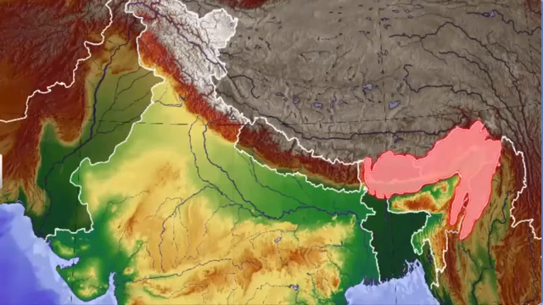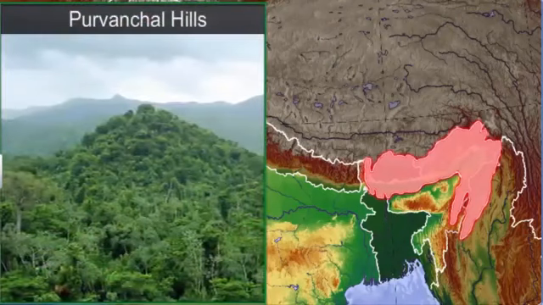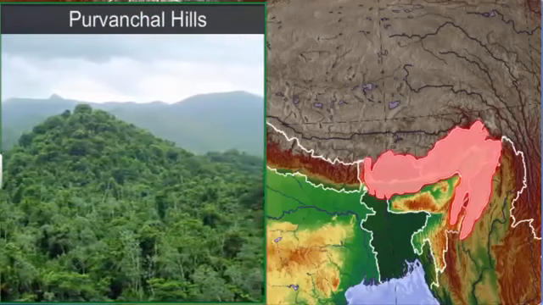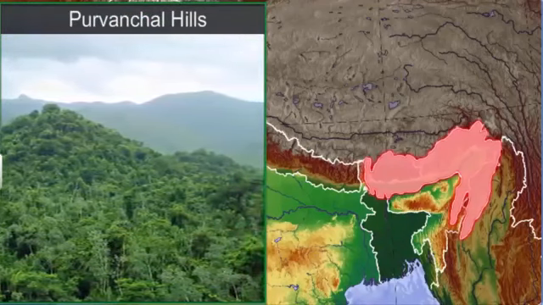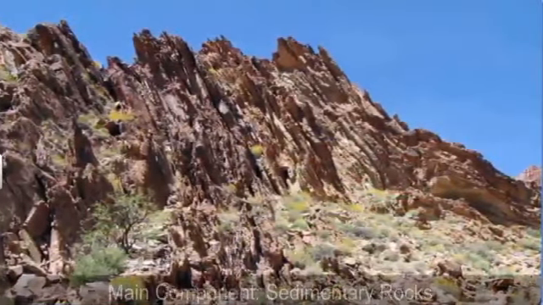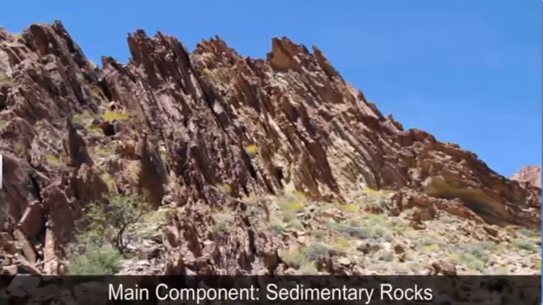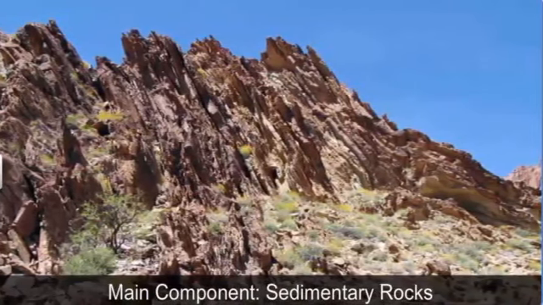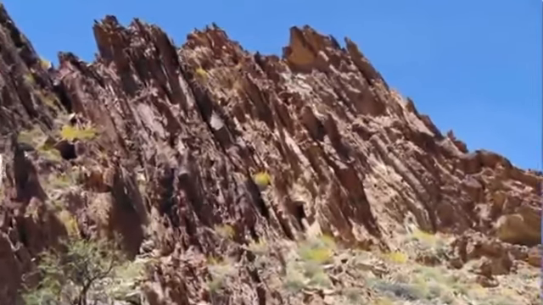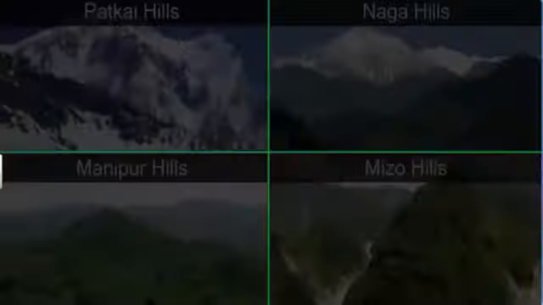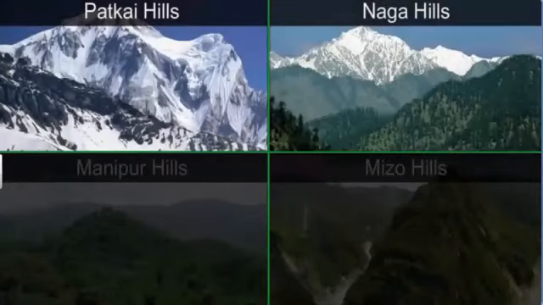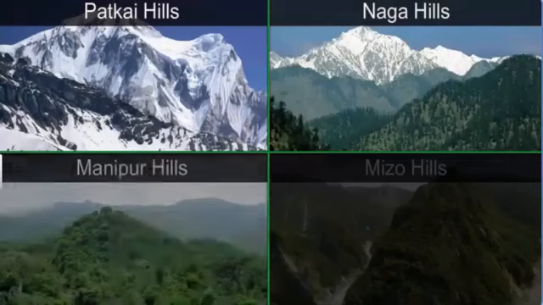The Puravanchal hills are covered by thick forests and mostly consist of parallel ranges and valleys. Strong sandstone, a type of sedimentary rock, is the main component of these mountains. Let's take a closer look at the Puravanchal range. The Puravanchal range is made up of the Patkai Hills, the Naga Hills, the Manipur Hills, and the Mizo Hills.